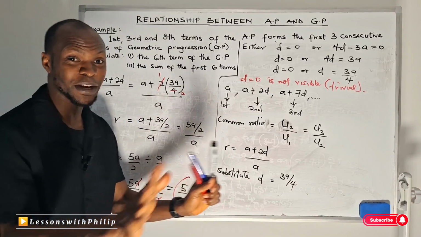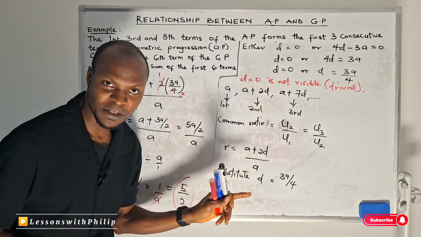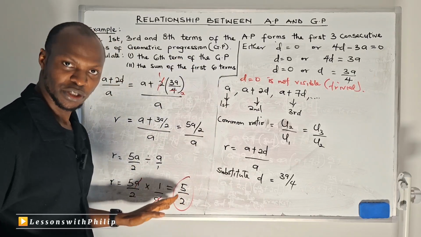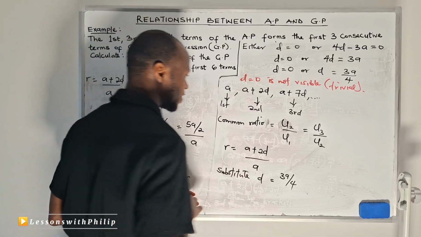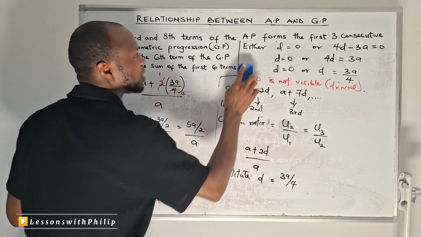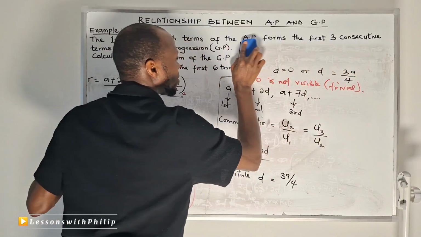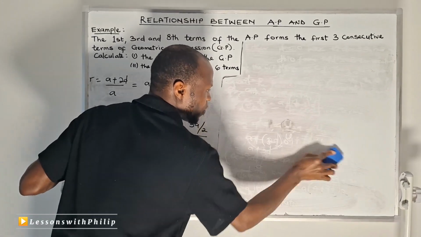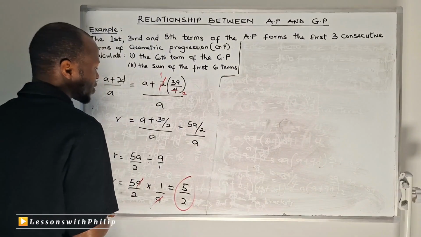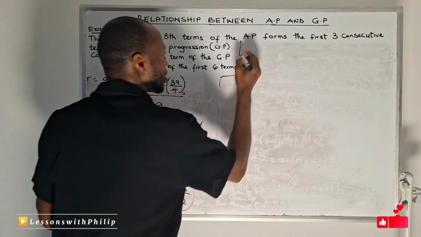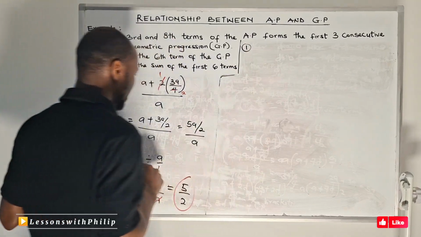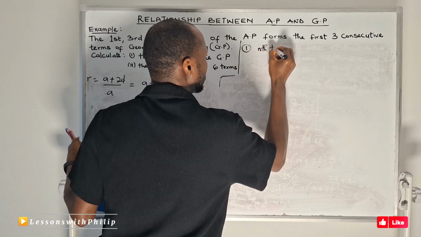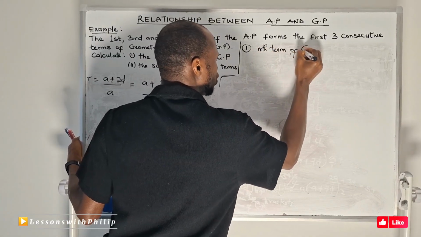Don't forget, I'm not asked to find the common ratio or the common difference. But in my process of getting my sixth term, I need my common ratio. Are you following me? Good, perfect. Allow me to clean this place because we have a lot to explain. If you get that, we can progress to our question. Question number 1 says we should find the sixth term of an AP. Don't forget the nth term of GP.